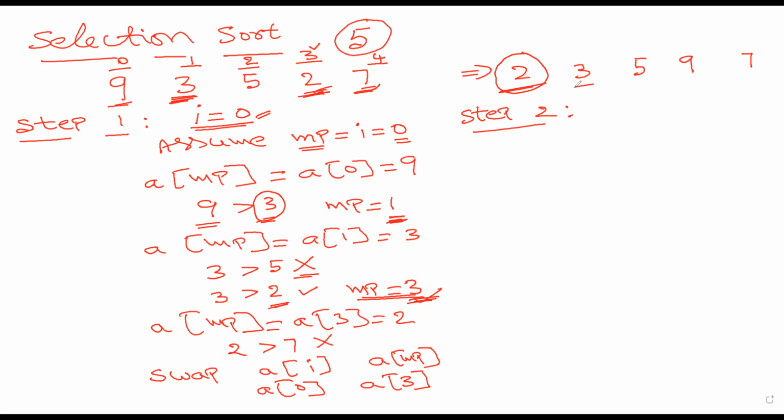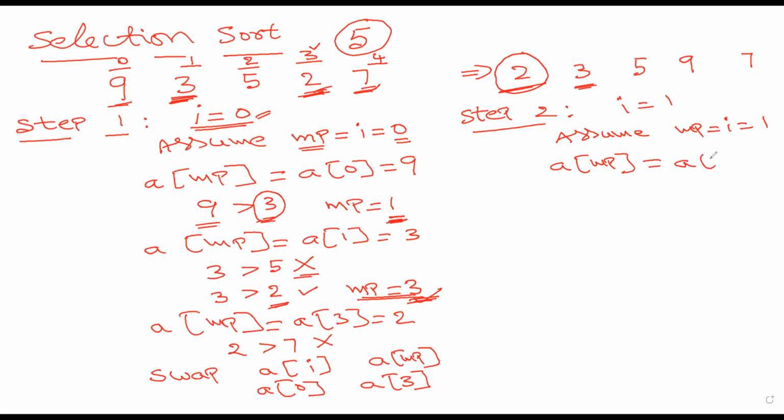So we have to start from this position, that is I is equal to 1. That is what we have to assume here. We have to assume minimum position equal to I, which is nothing but 1. So the minimum element position is 1, we are assuming. So what we have to do? We have to compare A of minimum position with its next elements.